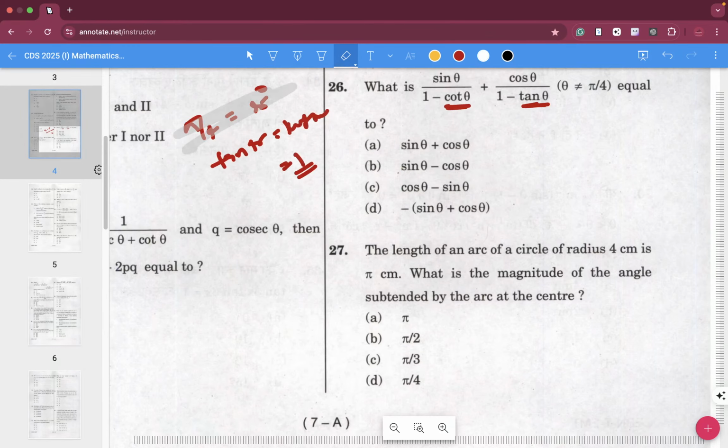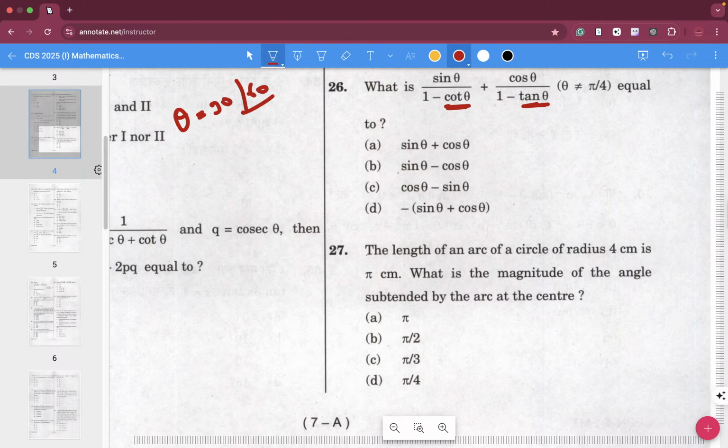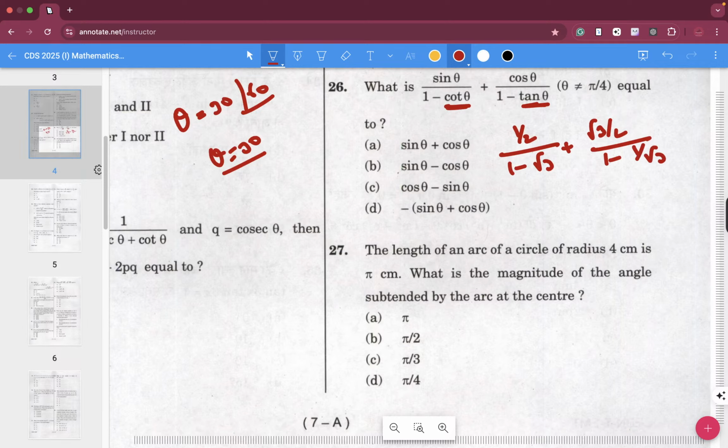And you cannot take even 0 or 90. You can only take theta is equal to 30 or 60, right? If I take theta is equal to 30, you can take 60 also, right? So sin 30 becomes how much? 1 by 2. And then cot 30 is how much? Root 3, plus cos 30 is how much? Root 3 by 2 divided by 1 minus 1 by root 3.